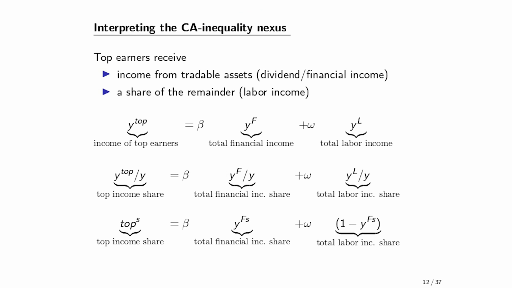There is no approximation really here. So the income of the top earners come from the financial income and the labor income. Now, in the economy, we know what is the total financial income. We know what is the total labor income.